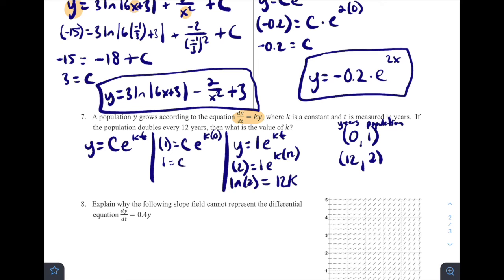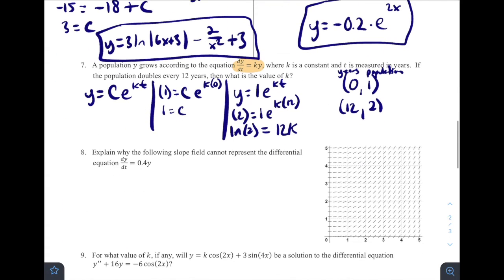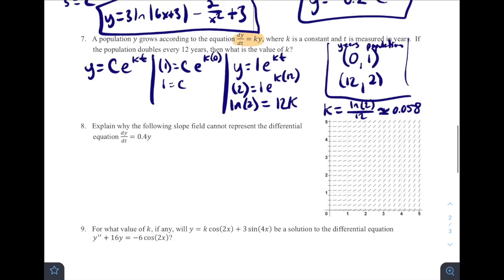So if we want to get that k by itself, we need to divide by 12 on both sides, which means that k is going to be equal to the natural log of 2 over 12, which for this one, if we use our calculator, ends up being about 0.058 if we're rounding to 3 digits after the decimal place. Great.